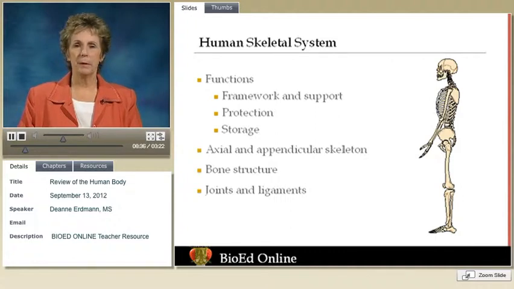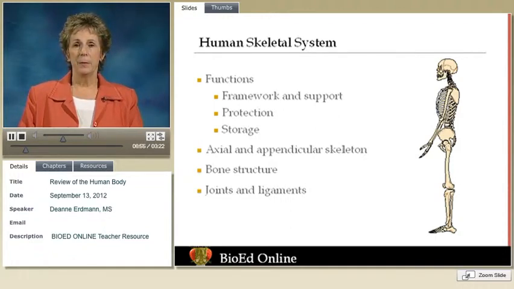Bone cells, remember, the bone is a living tissue, and inside this hard calcified matrix, we have bone cells called osteocytes. Osteo for bone, cyte for cell. And those are what actually maintain the living tissue in the body.